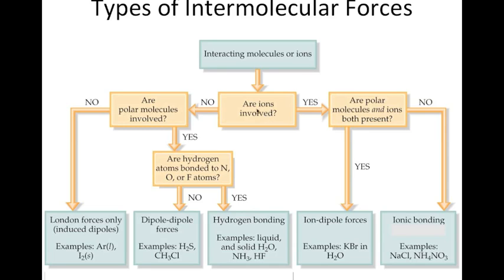Back up to here, if we say ions are involved, so if the atoms involved are ions, then we have to ask ourselves, are polar molecules and ions present? If so, then we can form ion-dipole interactions. If no molecules are present, just ions, then the ions are going to form ionic bonds.